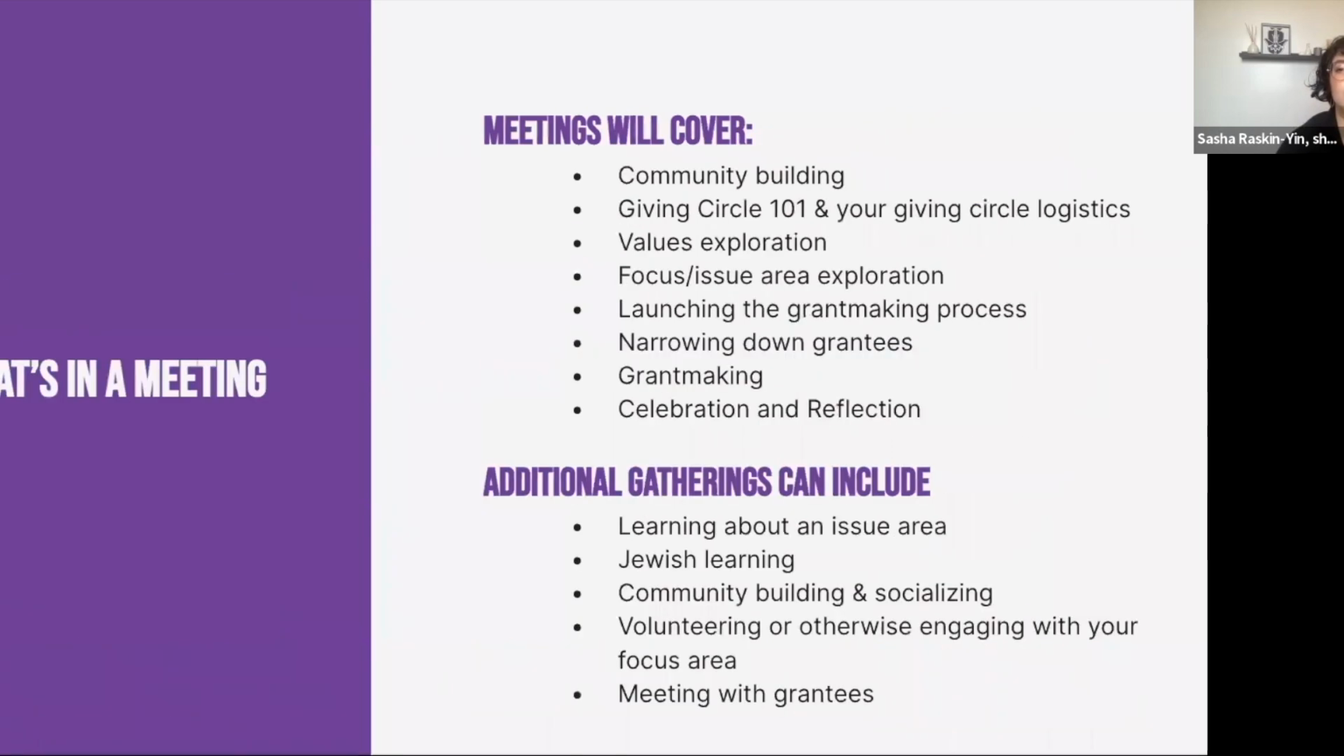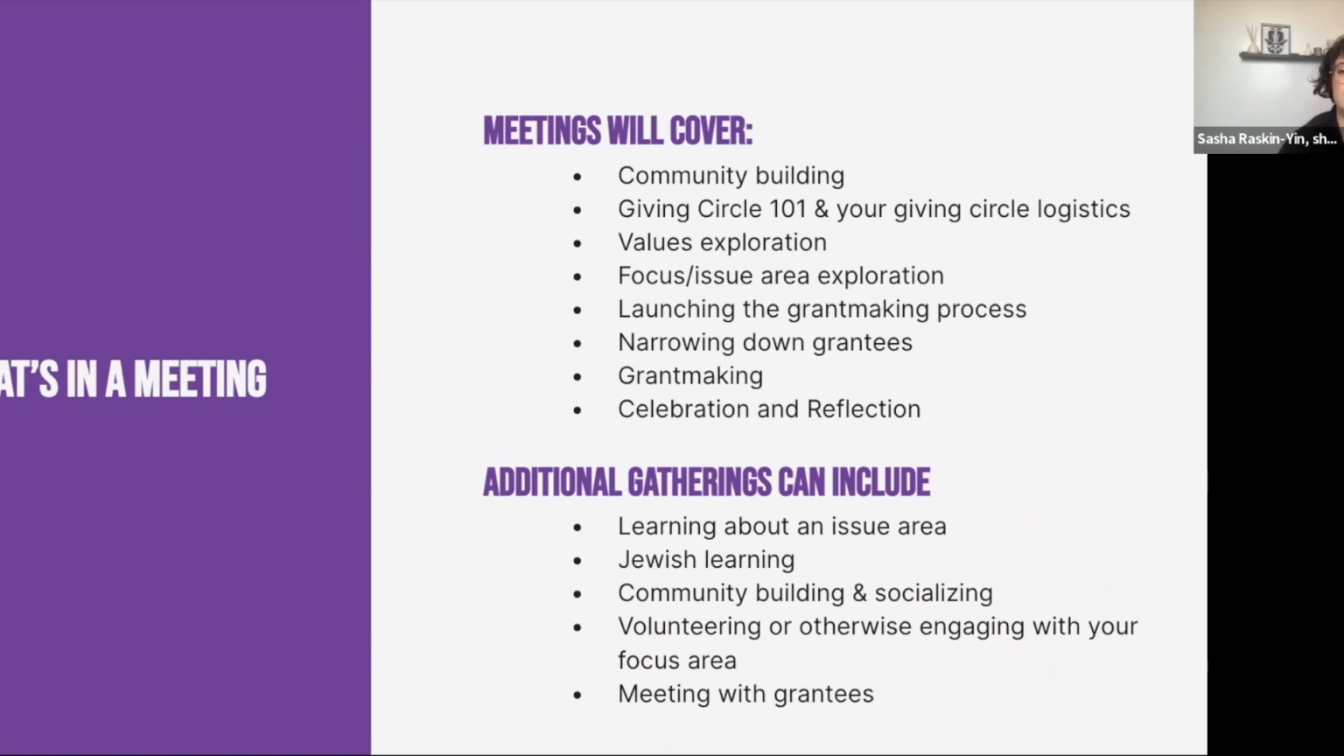Whether your giving circle meets twice or 8 times, your meetings will include building community, reviewing your giving circle logistics, exploring your values, identifying or reviewing your focus area, and engaging in the full arc of your grant-making process. The fewer meetings you have, the less time you'll have for each of these components, but they will all be present regardless. So in a 2 giving circle meeting, you may cover 5 of these topics all at once, whereas in a 6 meeting giving circle, you may be able to dedicate almost a full meeting to each item.